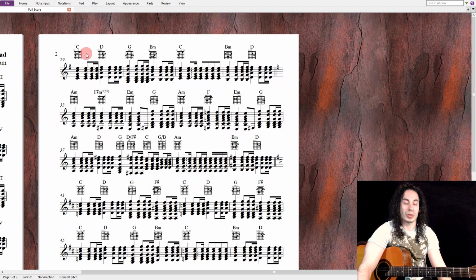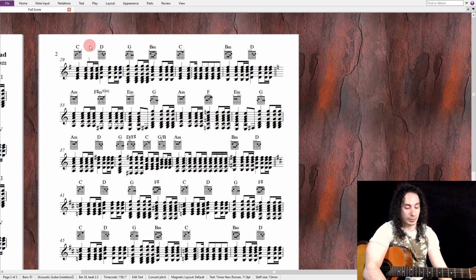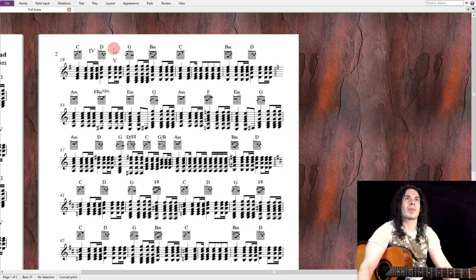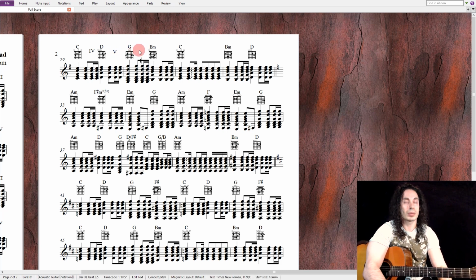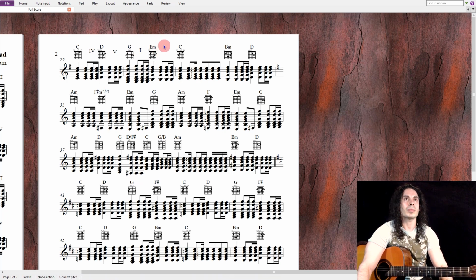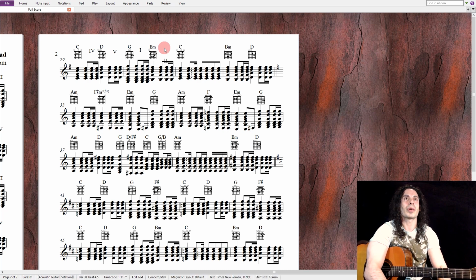It goes to C again, so we have a 4th, D is the 5, G is the 1. You see here, instead of going with the dominant, it goes straight to the B minor. That is the 3rd. And remember, the 3rd chord on a major key is always a passing tone.